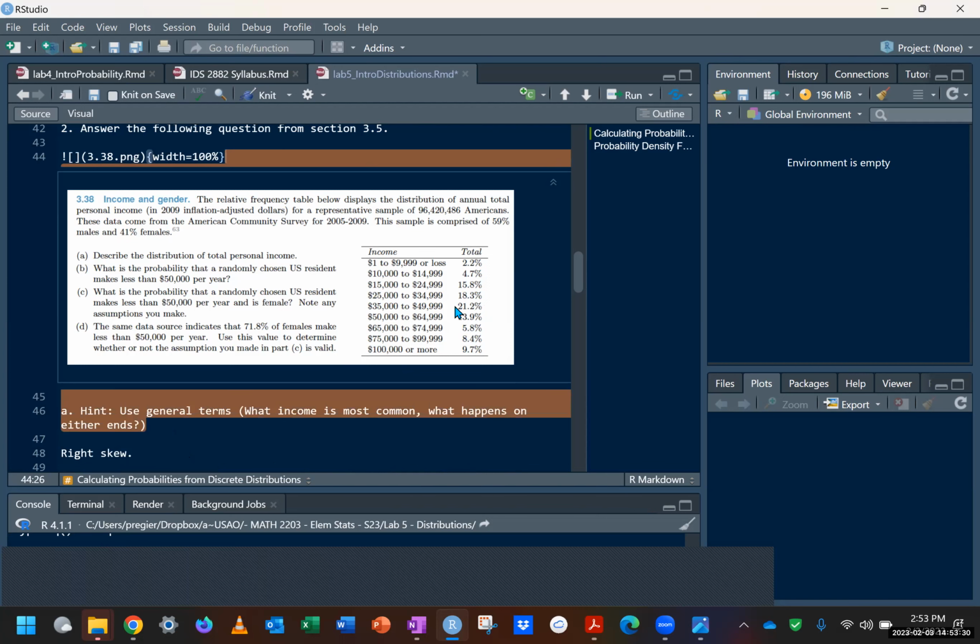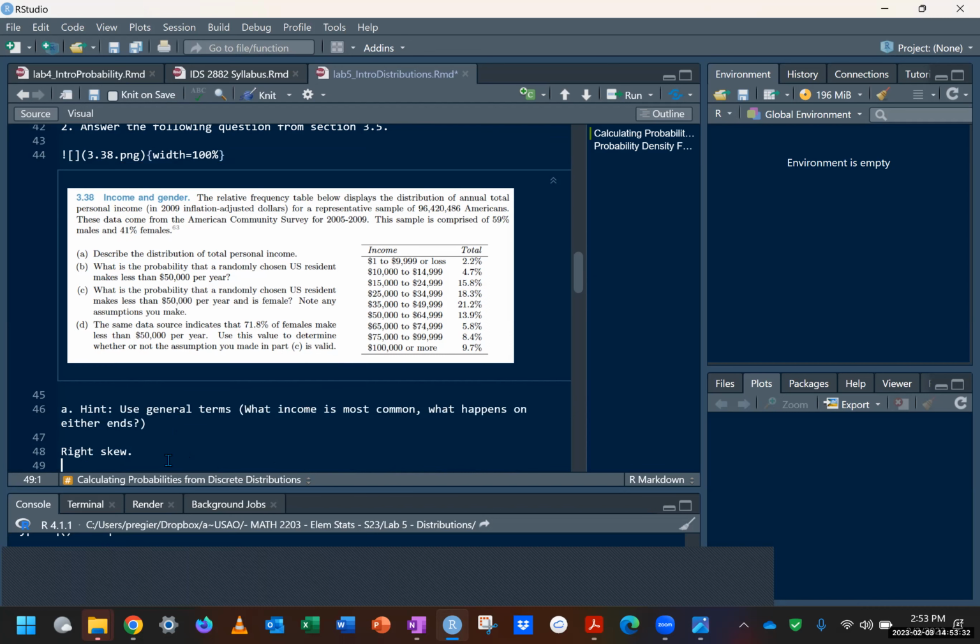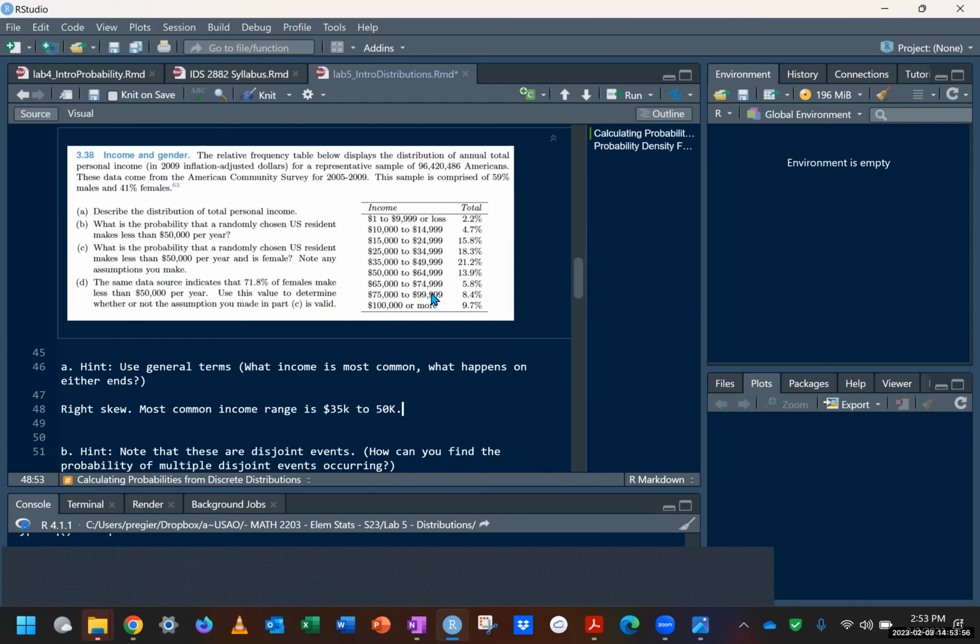Here's our peak. It looks like 35K to 50K is the most common income range. We've got these different income ranges, and 35 to 50,000 is 21%. That's the biggest number. So that's, in general terms, what's going on with the distribution.